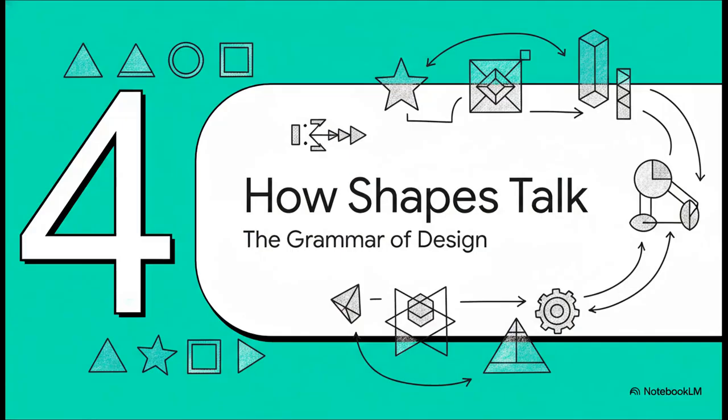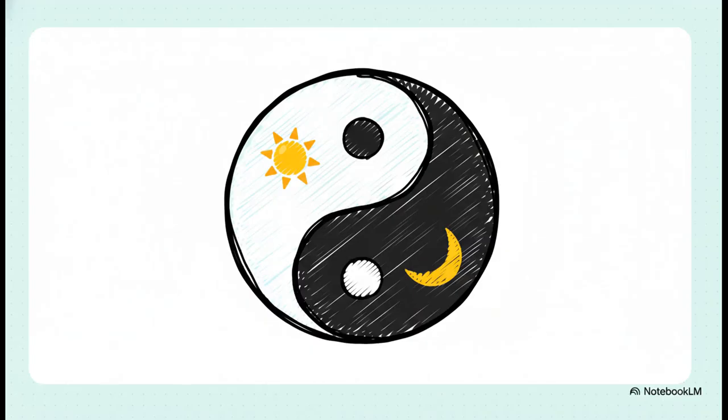So, we've learned the alphabet, and we've learned some basic words. Now, it's time to understand the grammar. Let's take a look at the rules and principles that govern how these shapes and forms interact with each other to create even more complex meanings. A perfect example of this grammar in action is contrast, and there is no better symbol for it than the yin-yang. This isn't about a conflict, it's about a perfect dynamic dance.